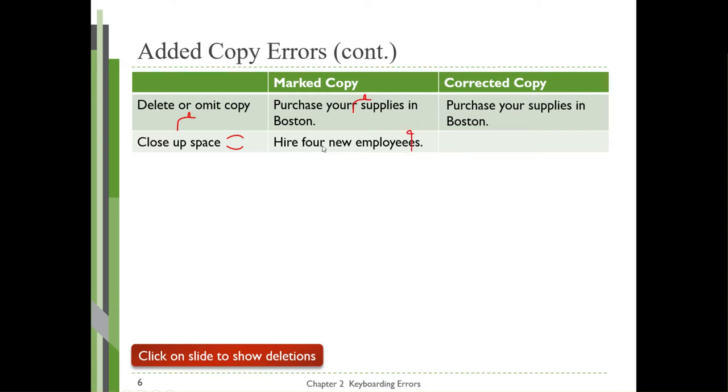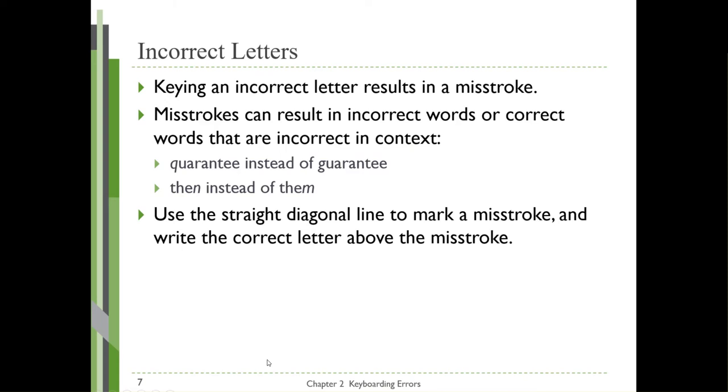And then hire 4 new employees, and notice that they were using a little close-up symbol there, as well as a deletion of that E. Keying an incorrect letter results in a misstroke. I think it's a little confusing sometimes. A misstroke and a misspelling, they sort of look the same to me.